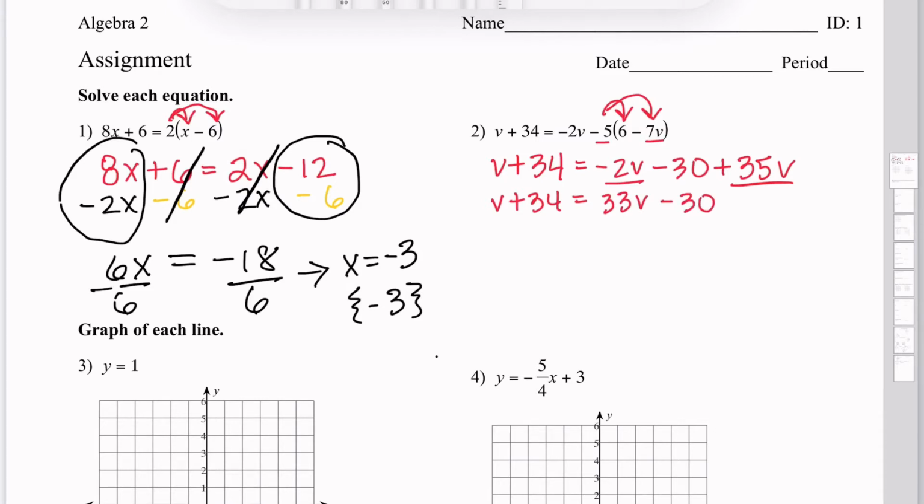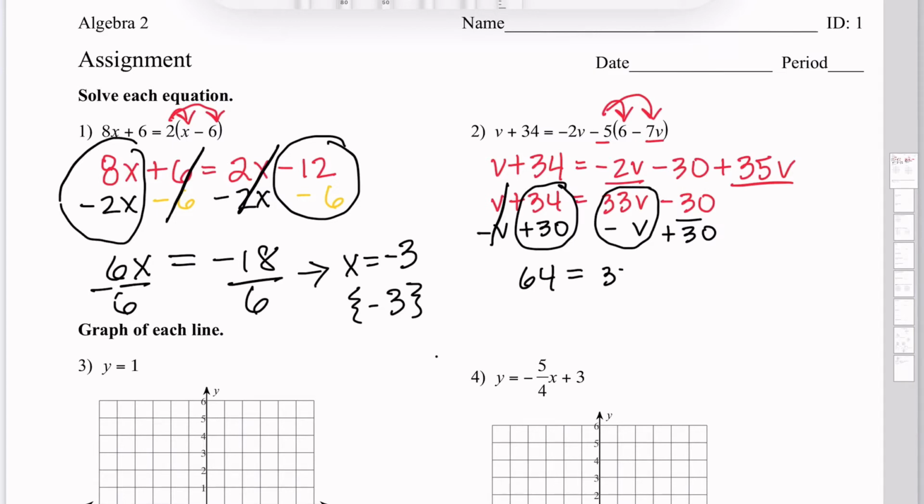Let's move the v on the left-hand side over. We do that by subtracting v. And we might as well move this negative 30. We're going to do that by adding 30 to both sides. The v's will cancel out on the left-hand side. 34 plus 30 is 64 equals 33v minus v is 32v. And then the 30's cancel out.